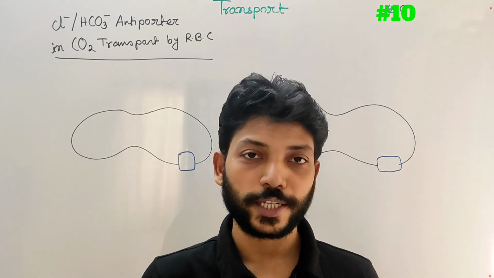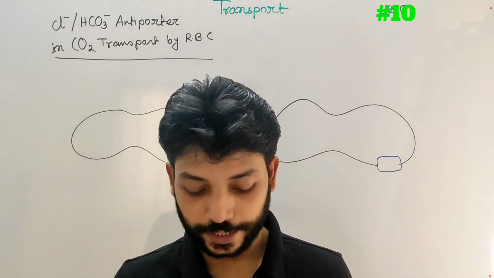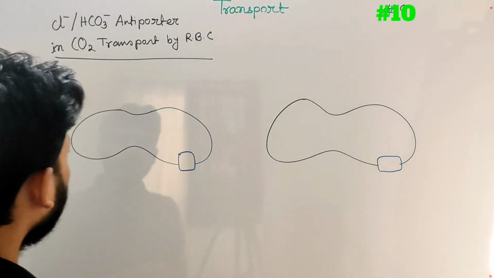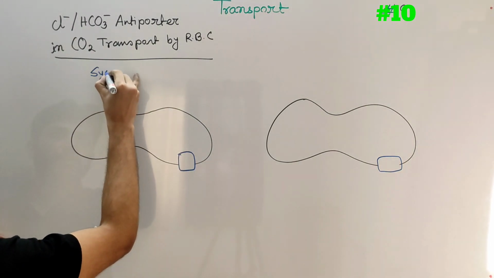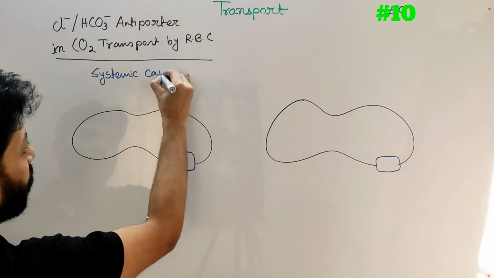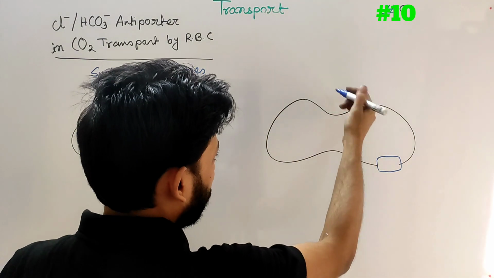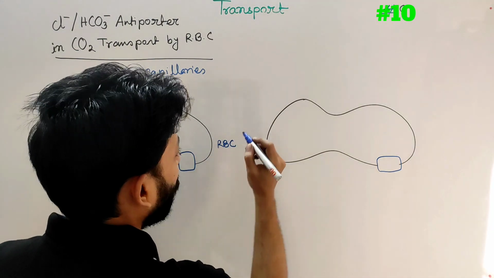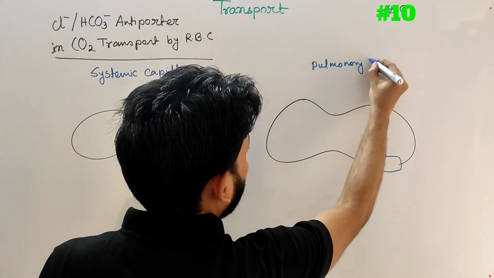Welcome everyone. Today we are going to learn about how chlorine bicarbonate antiporter helps in the carbon dioxide transport by red blood cells. So here I have taken two examples, two situations basically. One is when these red blood cells are present in the systemic, means tissue capillaries, and another situation is when these RBCs, red blood cells, are present in the pulmonary capillaries.